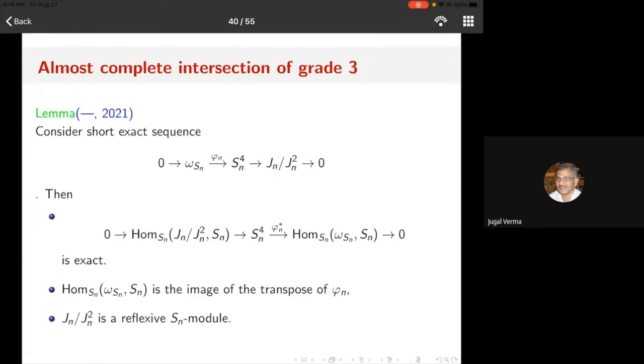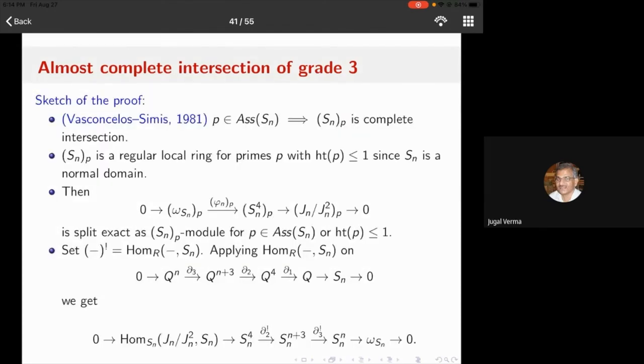And then as a consequence of these two, we show that Gn mod Gn square is a reflexive Sn module. So we use this sequence. First, we show that for the primes in the associated primes of Sn, or for primes with height less than or equal to 1, this short exact sequence is split exact.